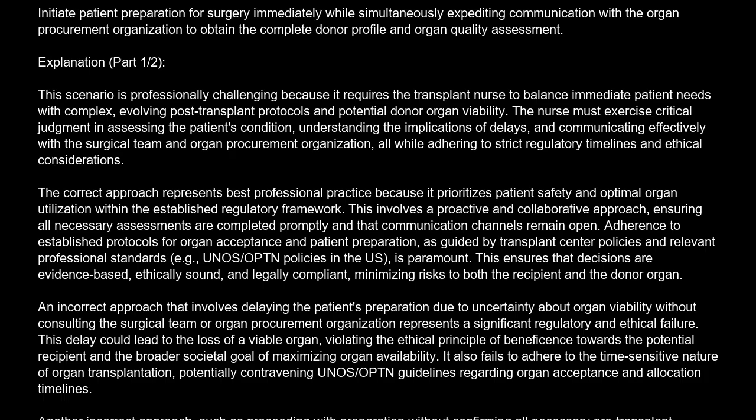This ensures that decisions are evidence-based, ethically sound, and legally compliant, minimizing risks to both the recipient and the donor organ. An incorrect approach that involves delaying the patient's preparation due to uncertainty about organ viability without consulting the surgical team or organ procurement organization represents a significant regulatory and ethical failure. This delay could lead to the loss of a viable organ, violating the ethical principle of beneficence towards the potential recipient and the broader societal goal of maximizing organ availability.